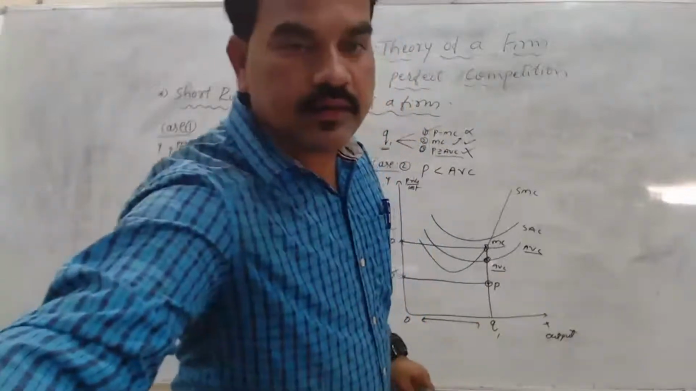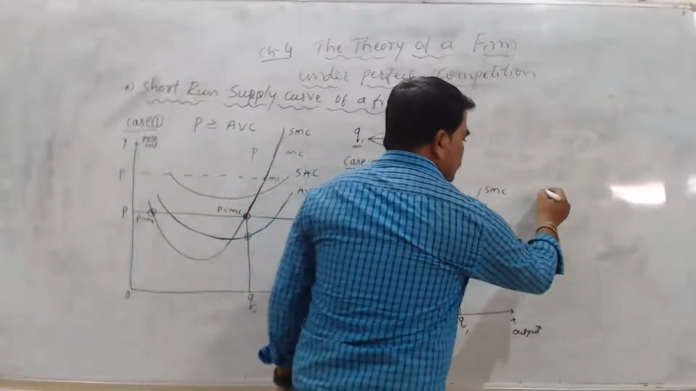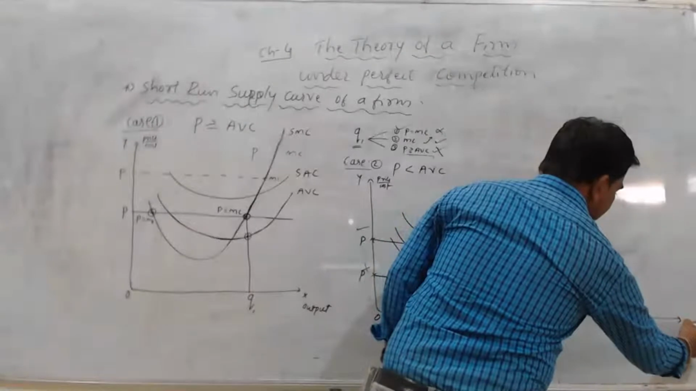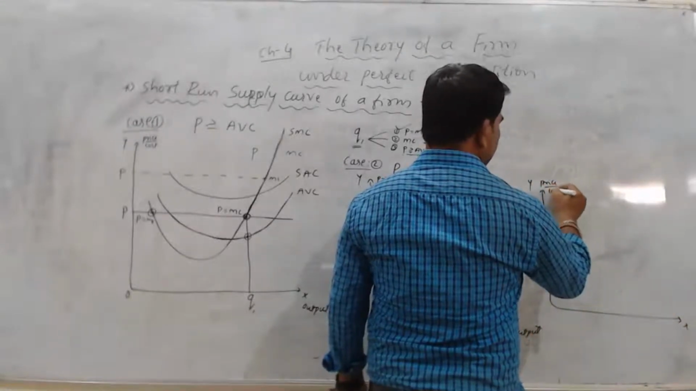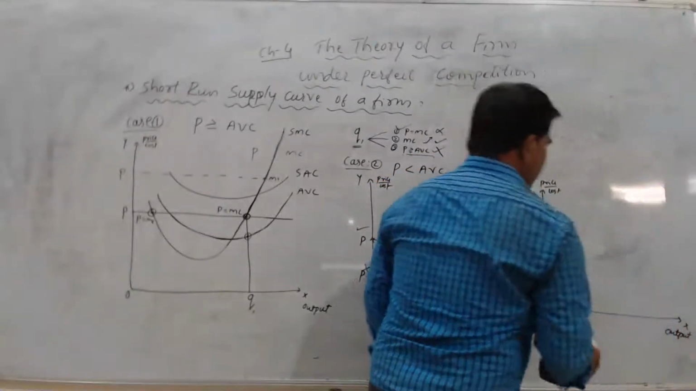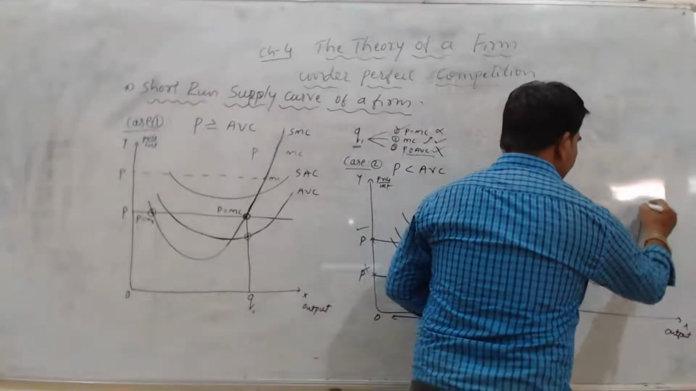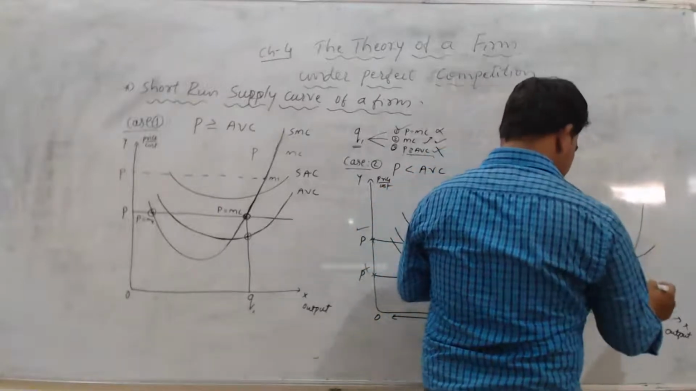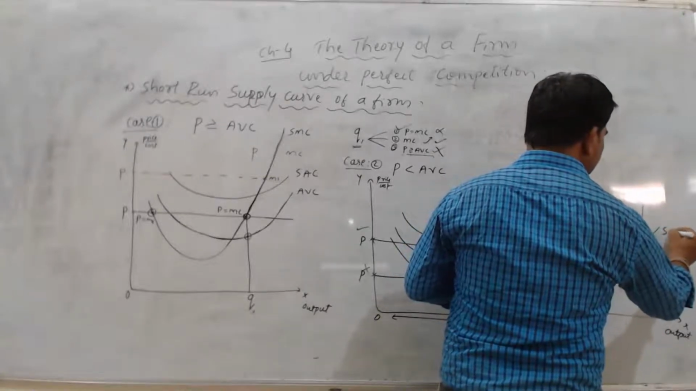Let's see here, I draw it here. This is the x-axis, output, and the y-axis is price or cost. So we have a marginal cost curve, and we have average variable cost and short-term average cost.